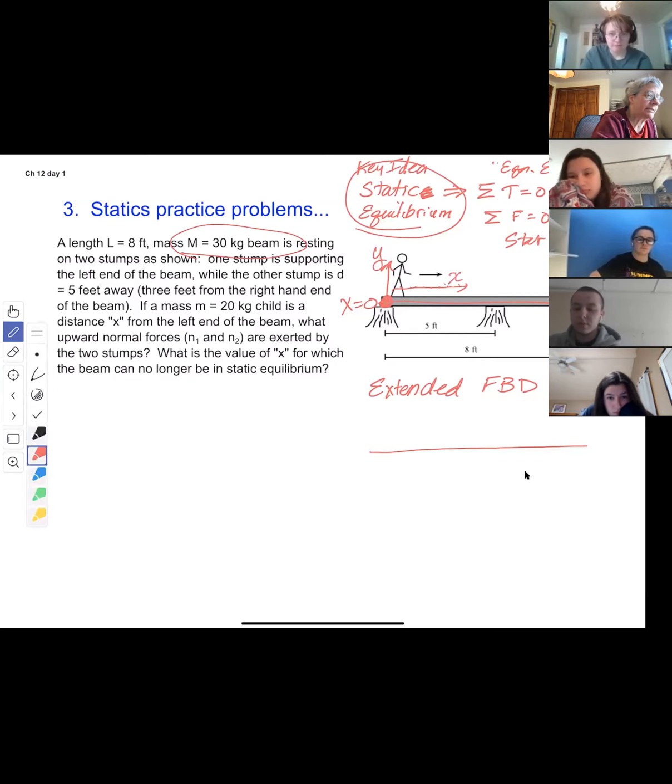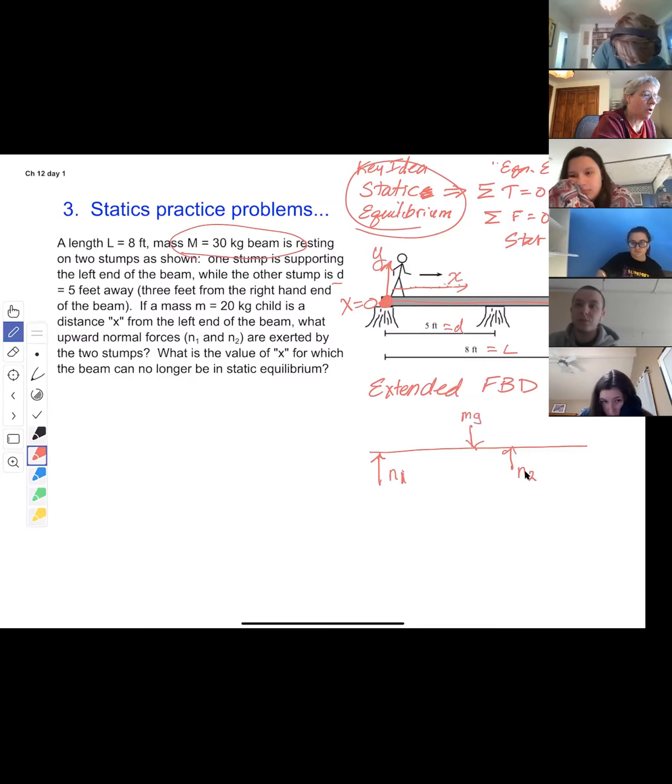We moved out some distance x. Where was the d then? So I've got the 8-foot length. Yeah, there's the d. This is d. So I've got one stump pushing up here with one normal force, and I've got the other stump pushing up here with another normal force. I've got the person located someplace at a distance x, and the person's mass was little m.